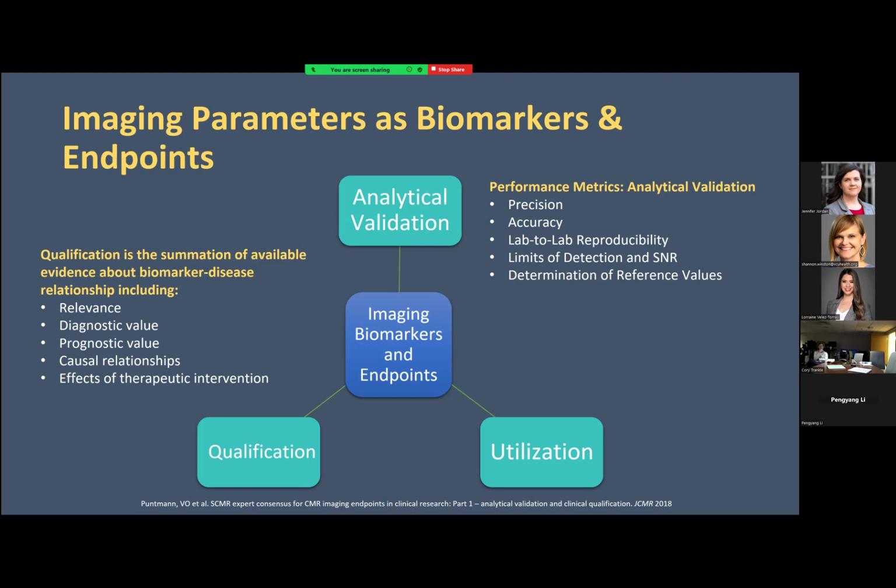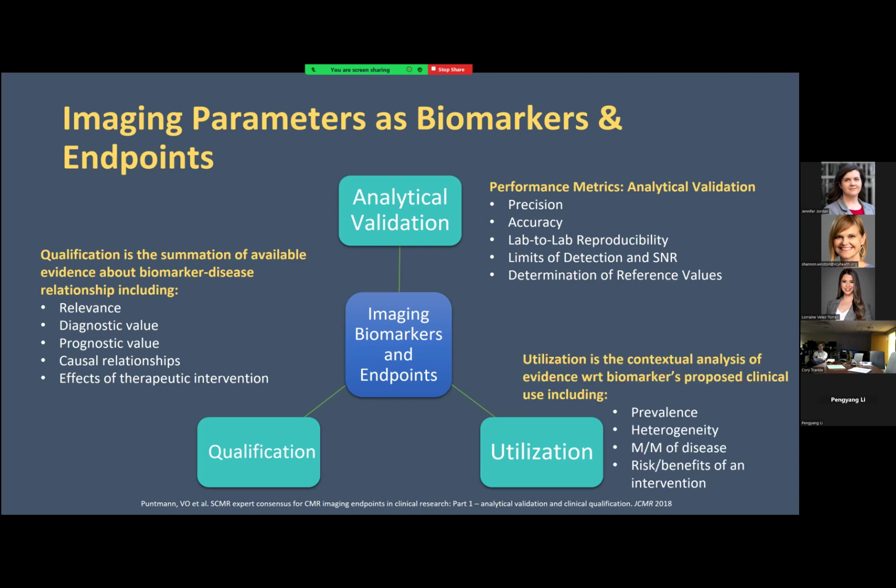And finally, for utilization, that is the contextual analysis of all of the other evidence presented on this slide with regards to the definition of the context for the biomarker's proposed clinical use. So in addition, factors such as prevalence, heterogeneity, morbidity and mortality of the disease, and the risk and benefits of the intervention have to be weighed here.